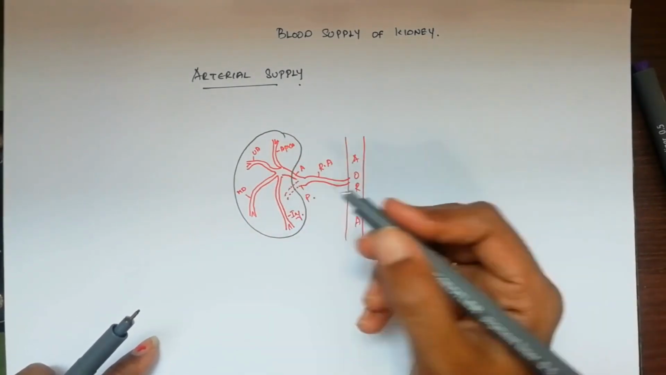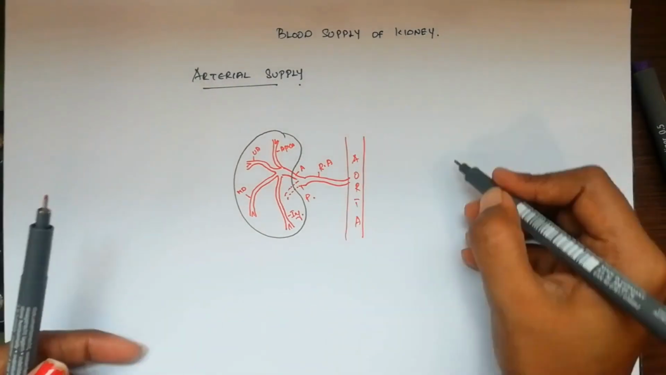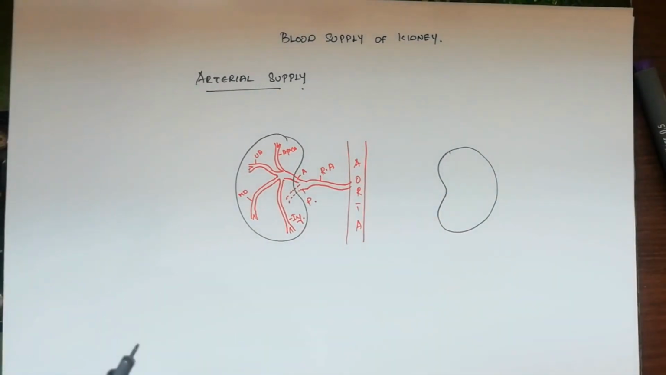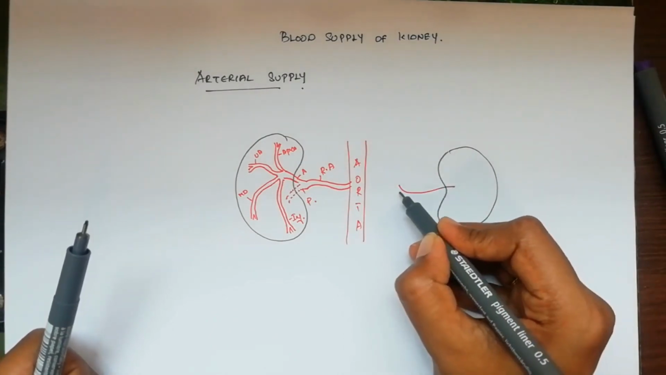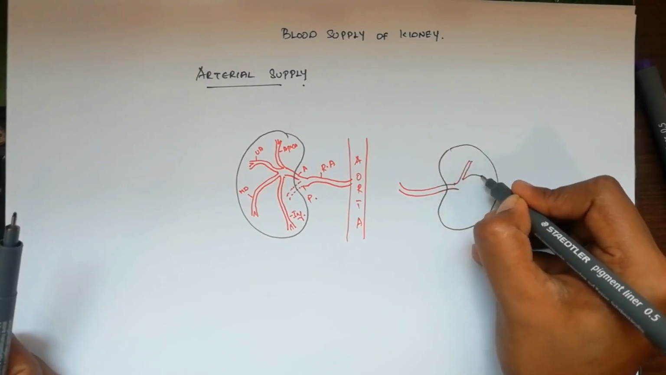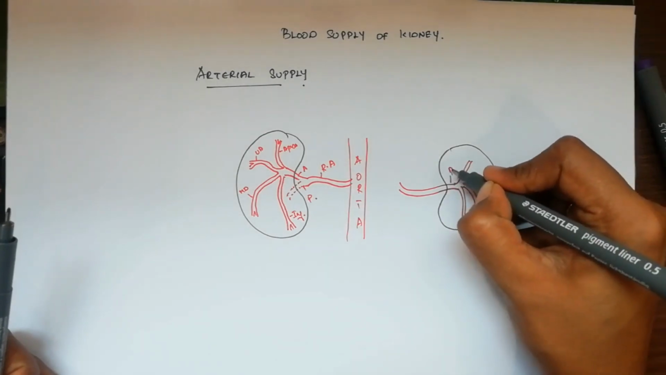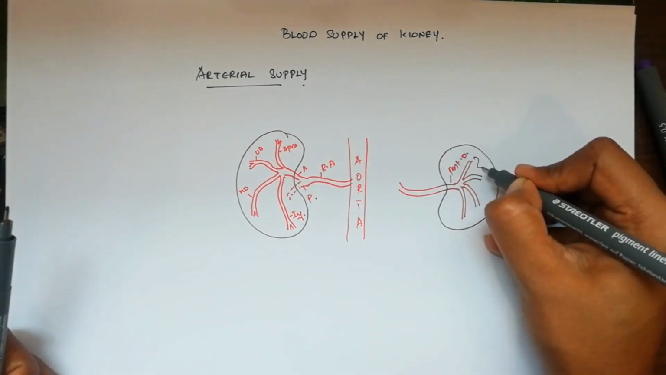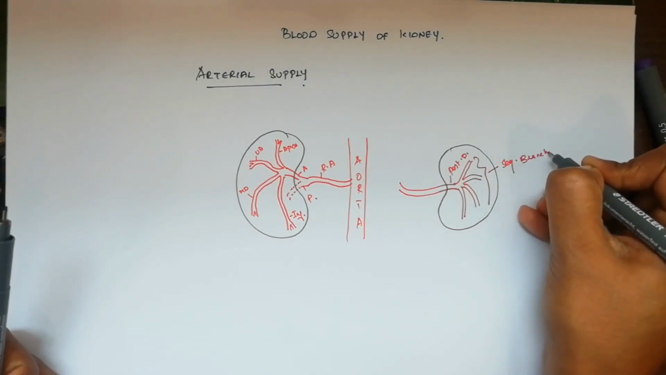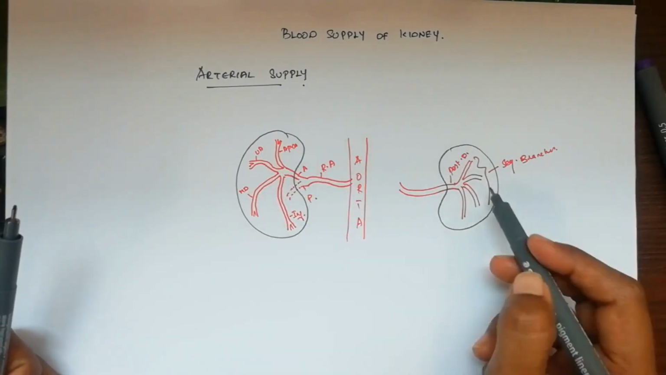Now this posterior division, by itself, will go behind. So I will show you the posterior division. Just for showing the posterior division, I am taking this image. The posterior division will go and divide itself into segmental branches over the whole posterior surface. So this is the posterior division, and these all are segmental branches.